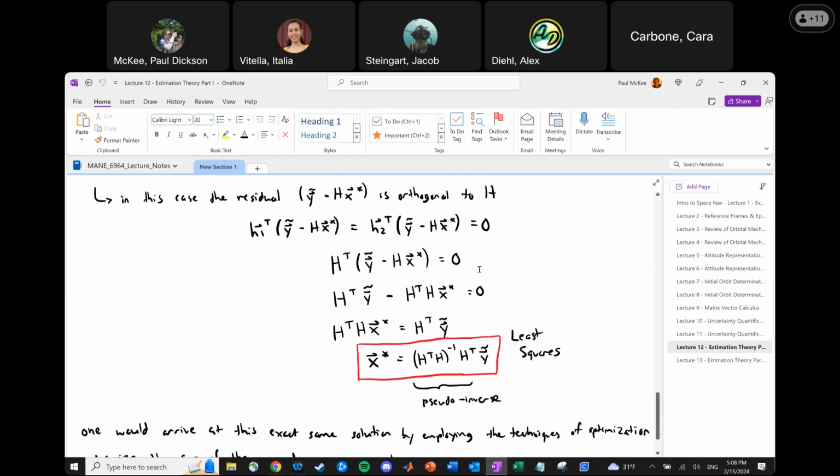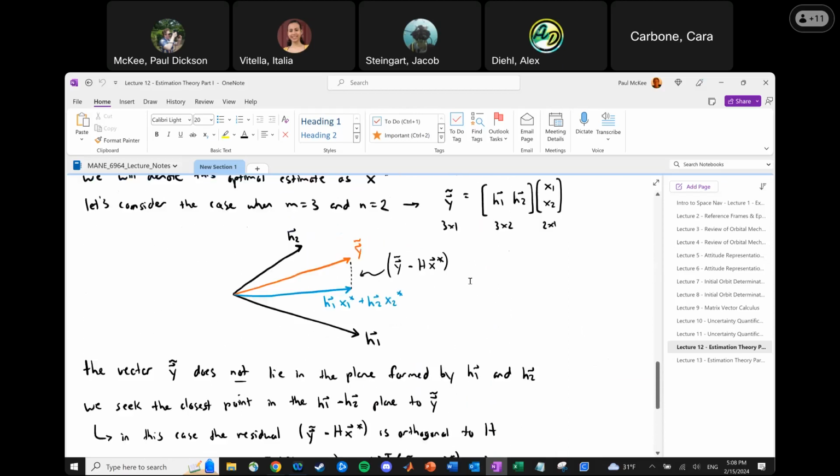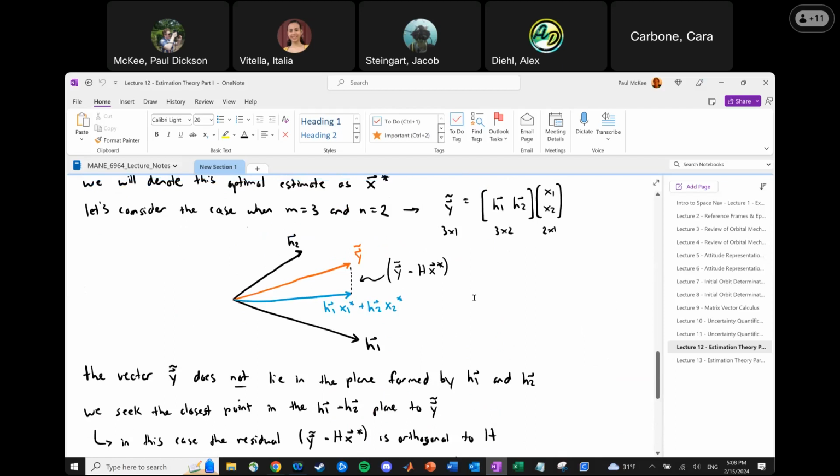So in this case, I set this up as a geometry problem, just because if your brain works the way mine does, this kind of clicks a little bit better, like understanding what least squares is trying to do. You know, we're working with some solution space that doesn't include the vector we're trying to match, so we're trying to minimize our residual because that's the best we have.